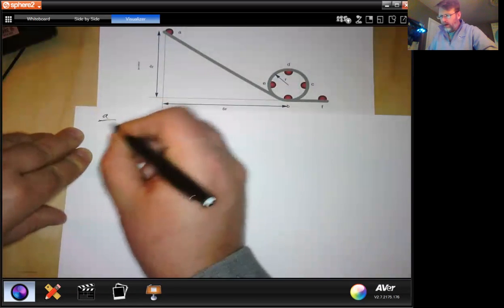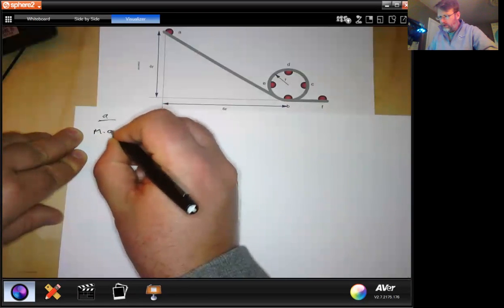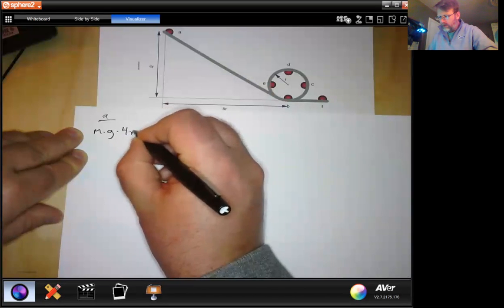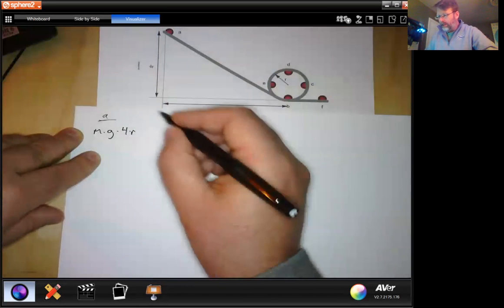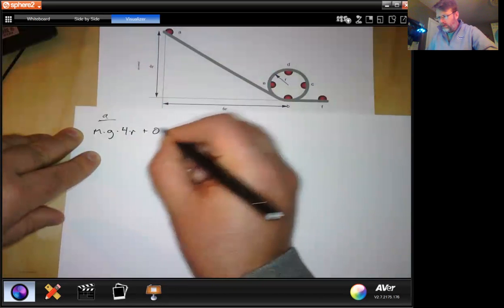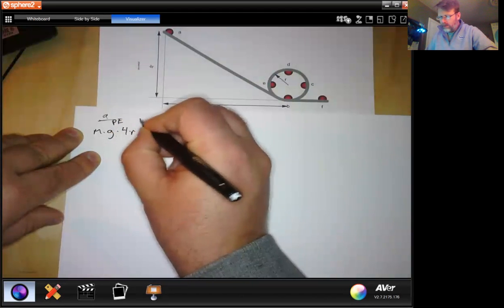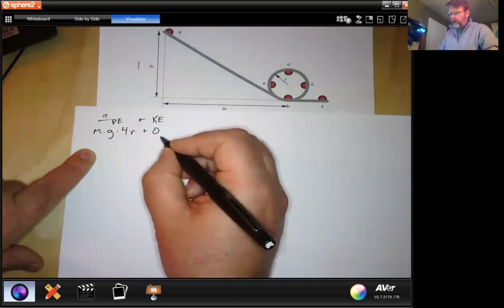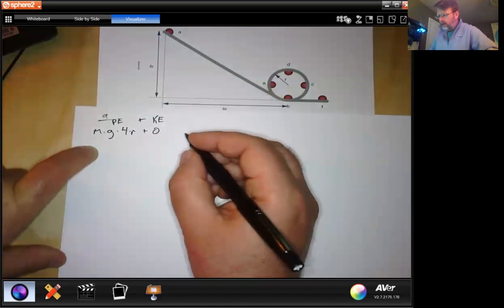Okay, at point A we have m times g, and my h is 4 times r. And then this says released, so I'm going to assume it has 0 plus 0. That's my kinetic energy. So I have my potential energy plus my kinetic energy. So there we have the first point, and this is going to be used and set equal to any other point.